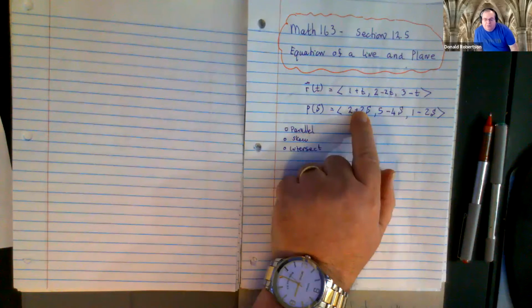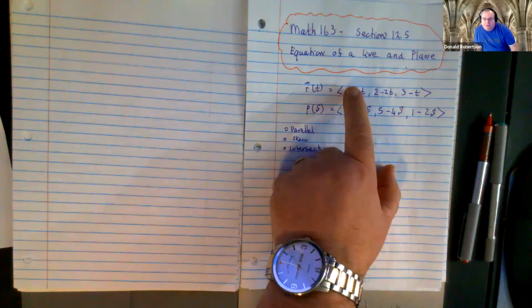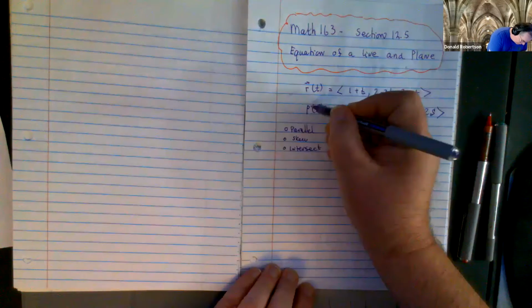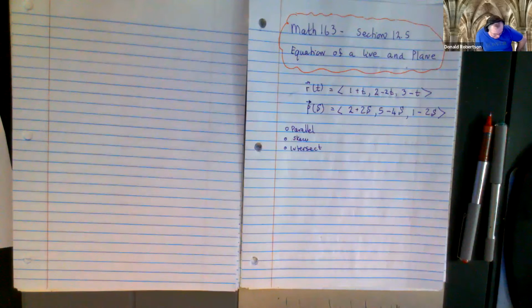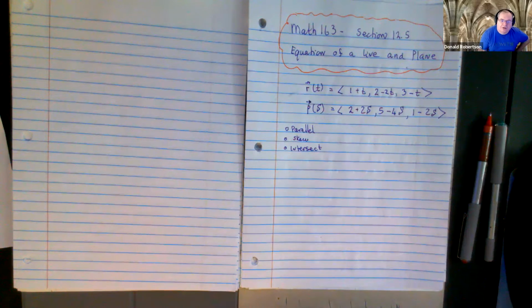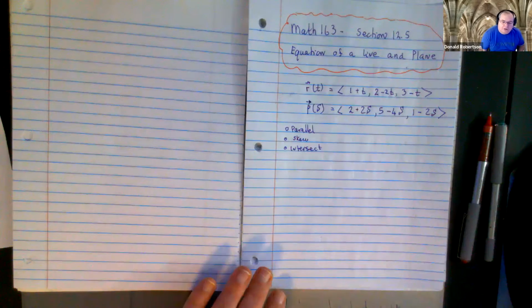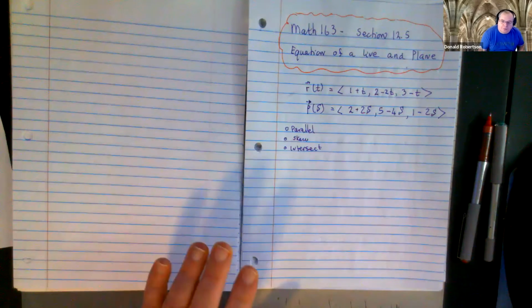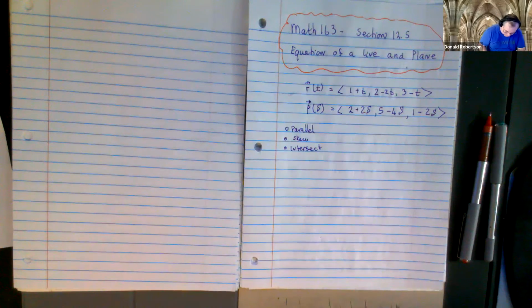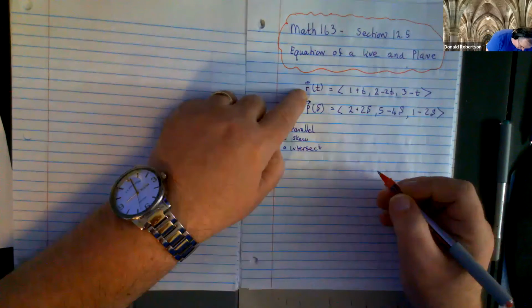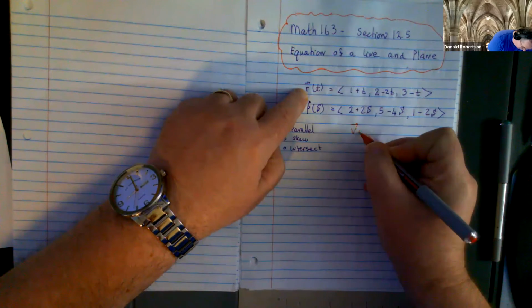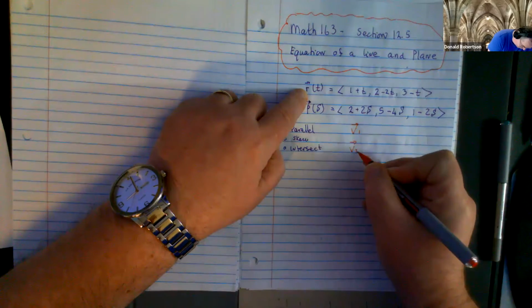First question, kind of where we left off, is: if you're given the equation of two lines, and I prefer this version, are they parallel, are they skew, or do they intersect? That's going to be our choices. So I'm going to take you through the way that I think you should approach this. First thing I would do is find the direction vector of the two lines.